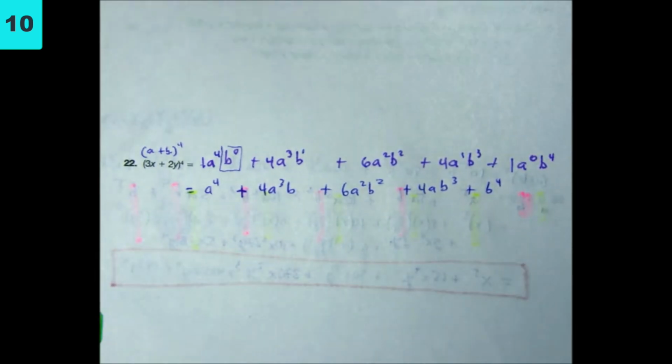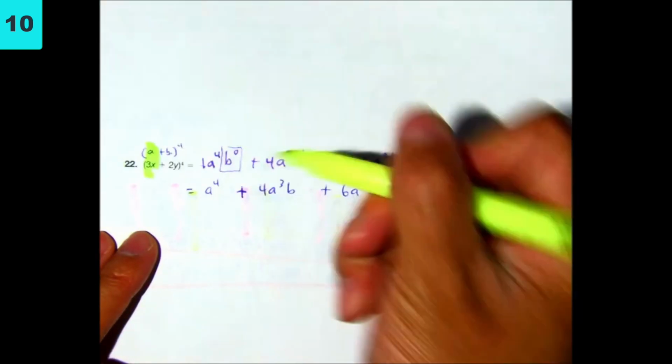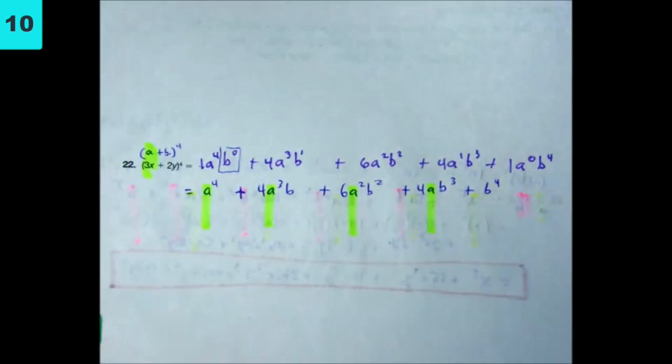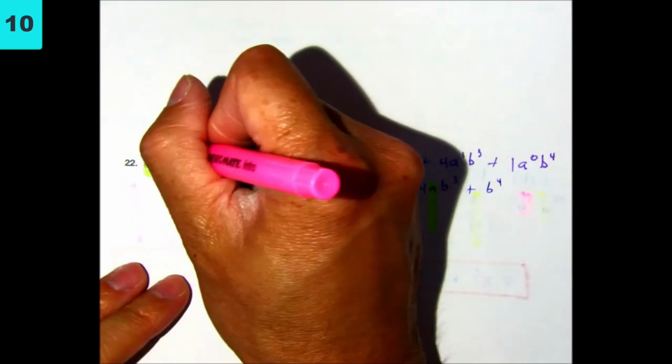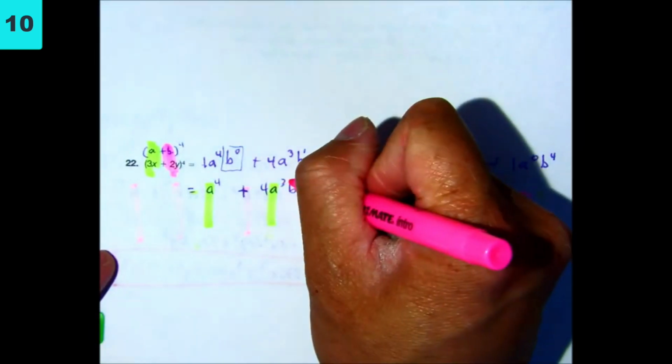Let's do the substitutions now. Every a value is going to be what, class? 3x. And every b value is going to be 2y. Now it's a positive 2y, and you'll notice that some problems are negative. We'll practice those. We'll practice one tomorrow.